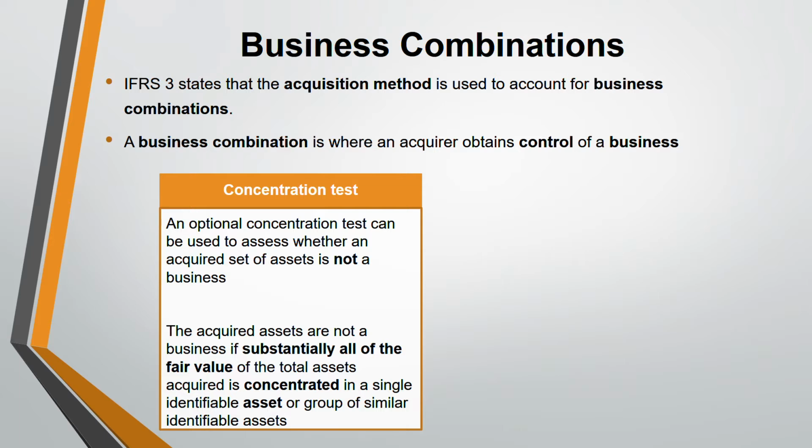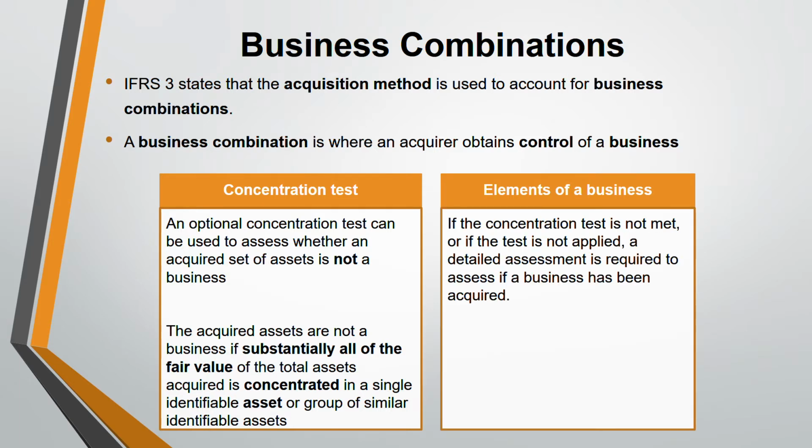Now the second, there are some elements of a business. To know that it's a business it should have these three elements. What are the three elements? But before going to the three elements, if the concentration test is not met, it means it is a business. Because why are we doing the concentration test? To find out it's not a business. Not a business means it's an asset. If it is not met, it means it's a business.